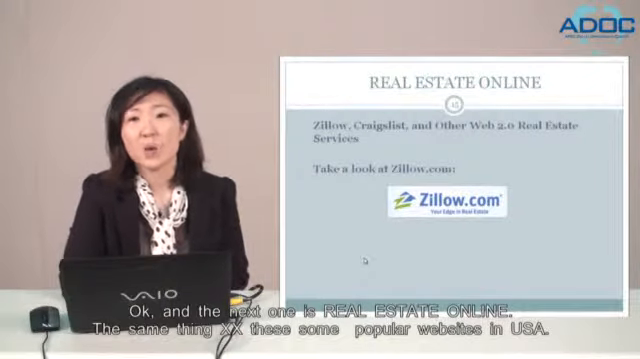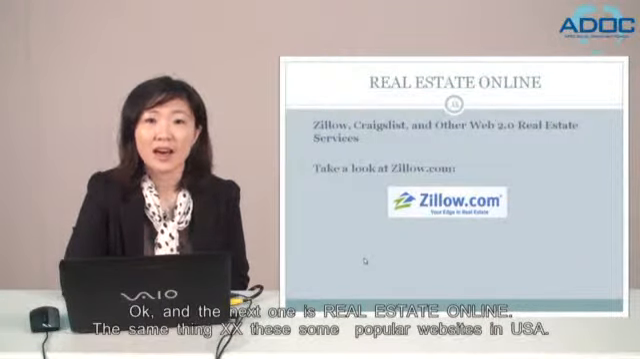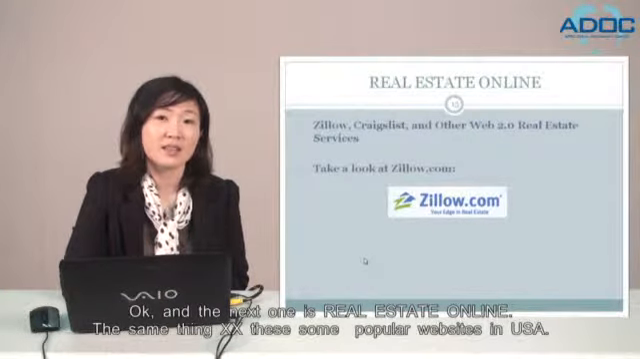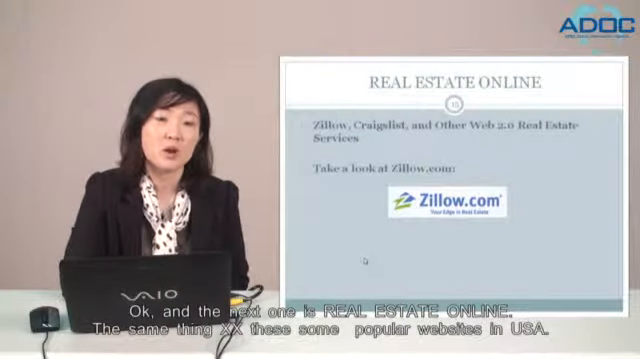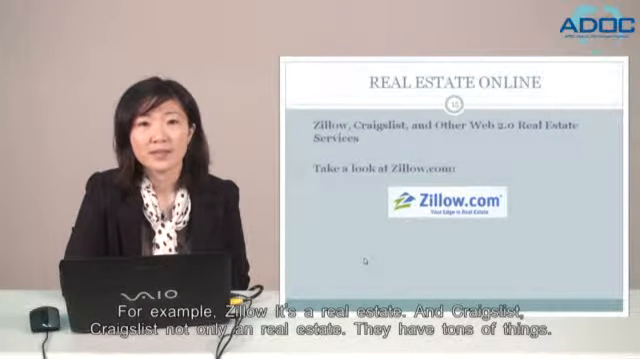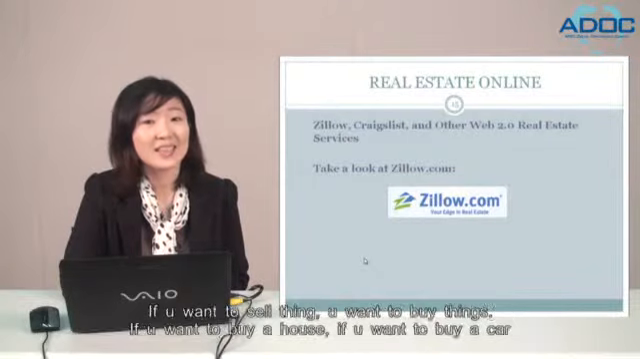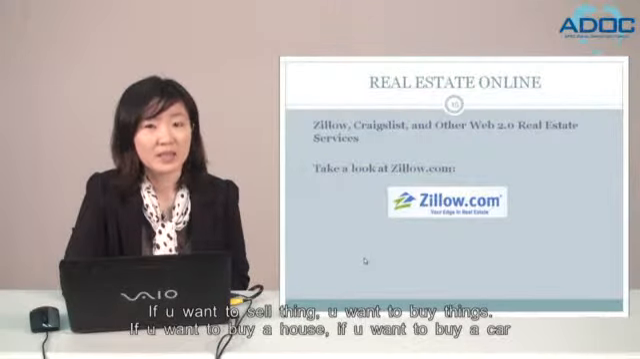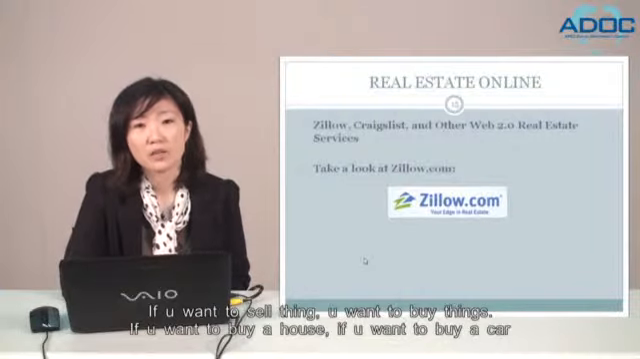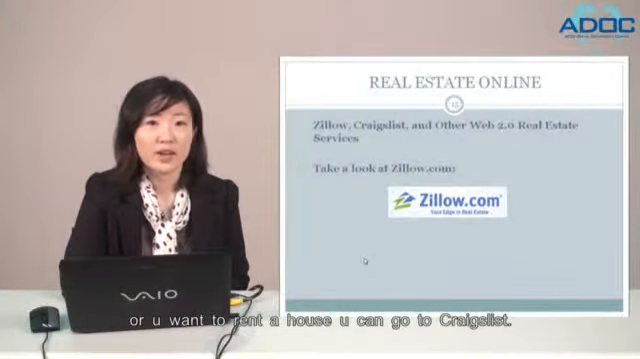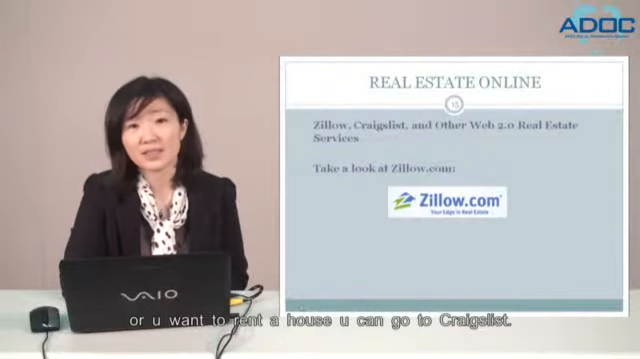Okay, and the next one is real estate online. The same thing. I did some popular websites in USA. For example, Zillow is a real estate site, and Craigslist. Craigslist is not only real estate, they have tons of things. If you want to sell things, you want to buy things, if you want to buy a house, you want to buy a car, or you want to rent a house, you can go to Craigslist.